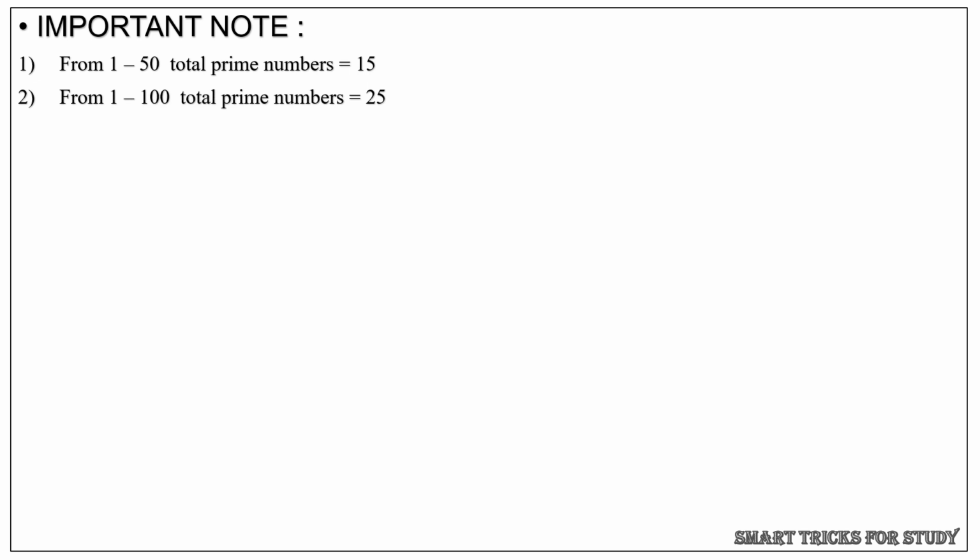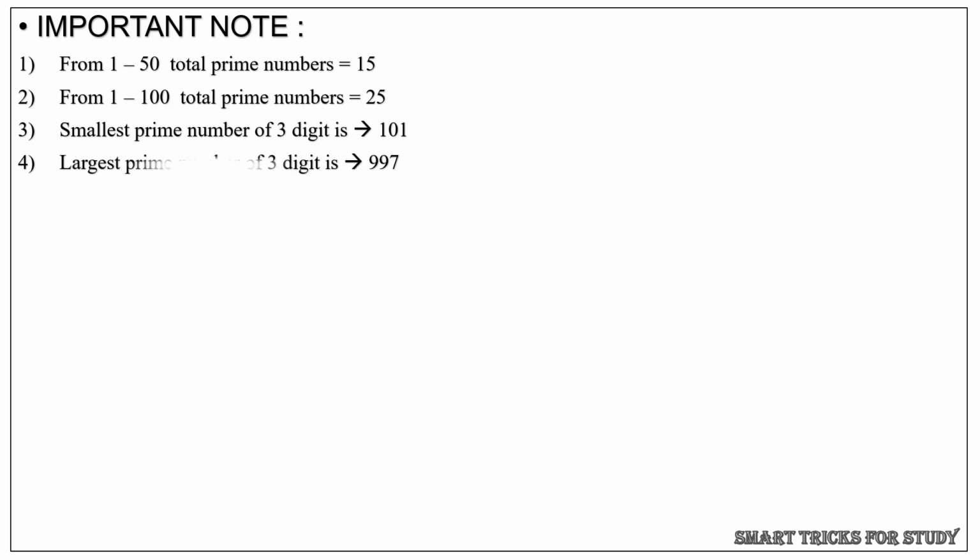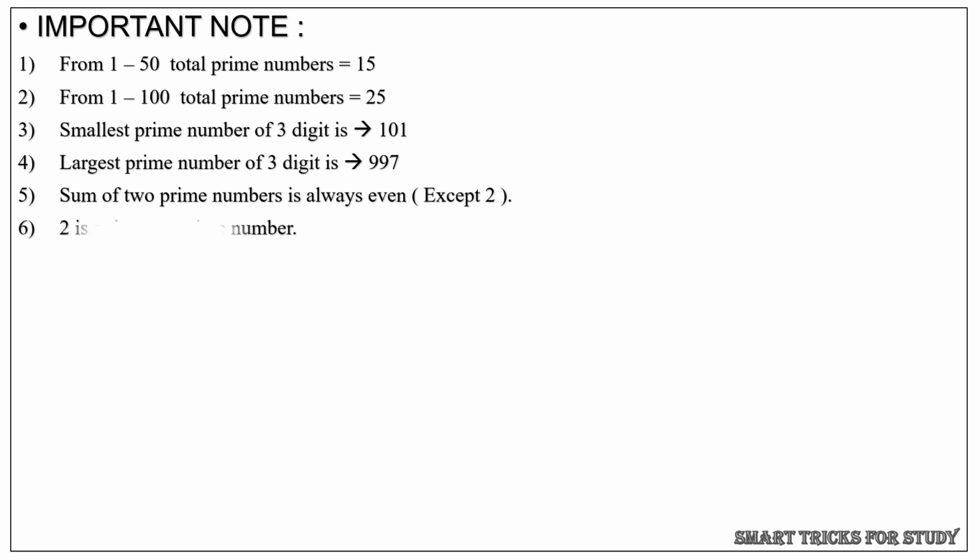Important notes to remember. 1. From 1 to 50 total prime numbers is equal to 15. 2. From 1 to 100 total prime numbers is equal to 25. 3. Smallest prime number of 3 digits is 101. 4. Largest prime number of 3 digits is 997. 5. Sum of two prime numbers is always even, except 2. 6. 2 is the only even prime number.